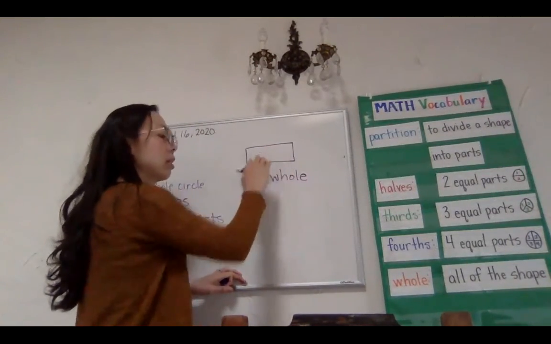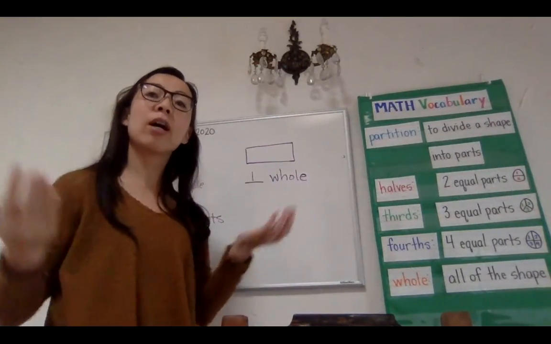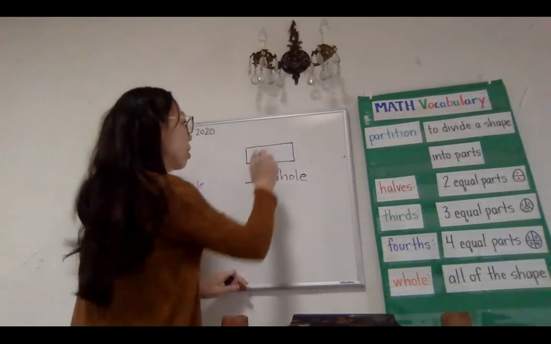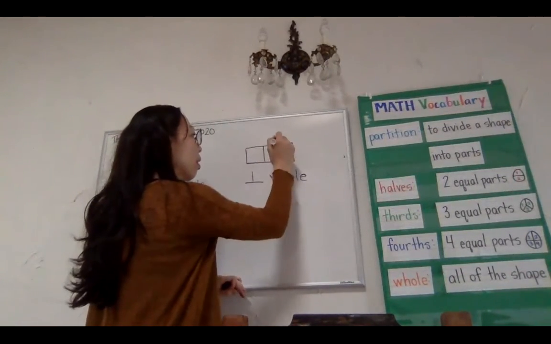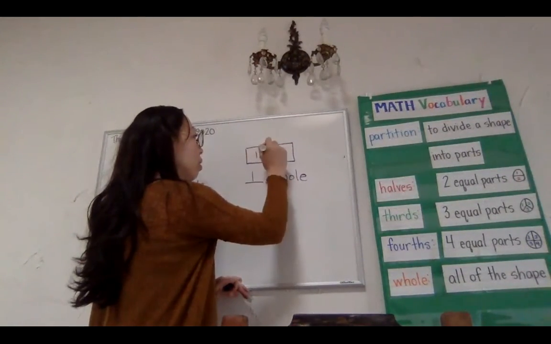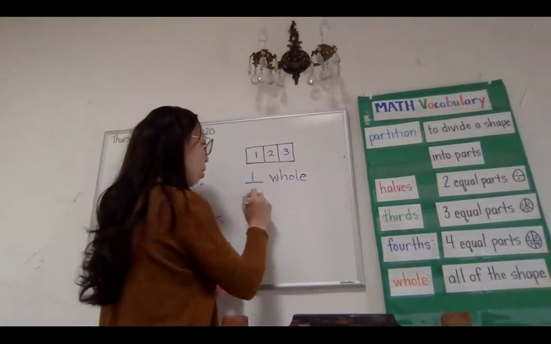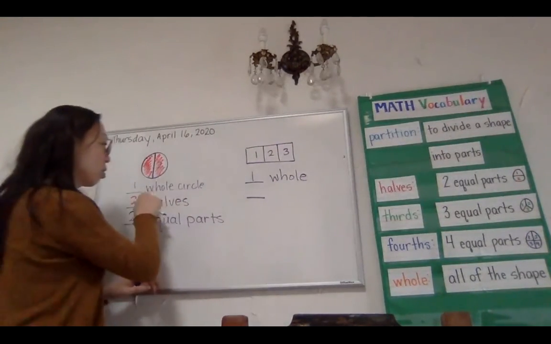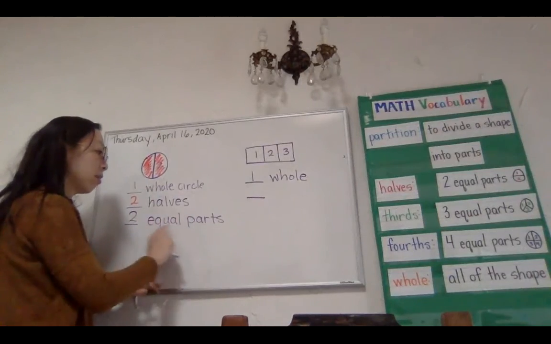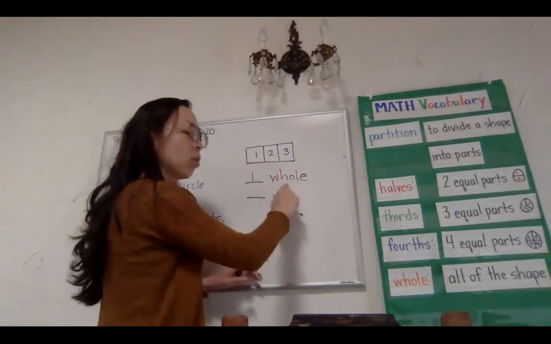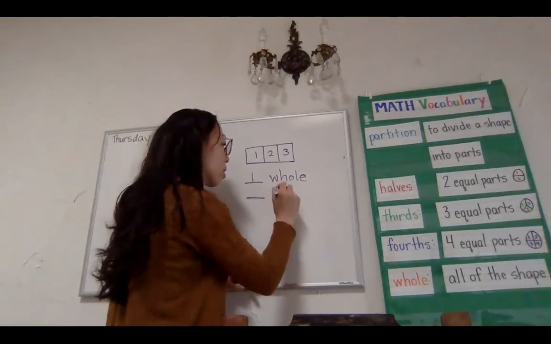Let's say my rectangle, I feel like cutting it into thirds. I'm going to partition it so that I have thirds. So I have 1, 2, 3 equal parts. That's right there. So maybe you're going to see it in this order. A whole, halves, equal parts. This time we're going to switch it. We have a whole. We have equal parts.